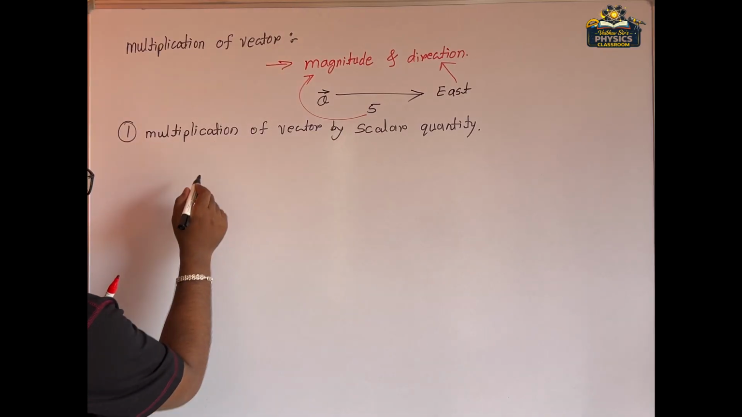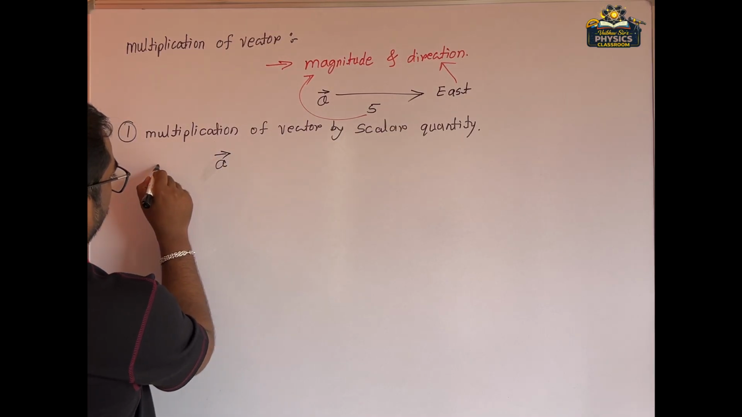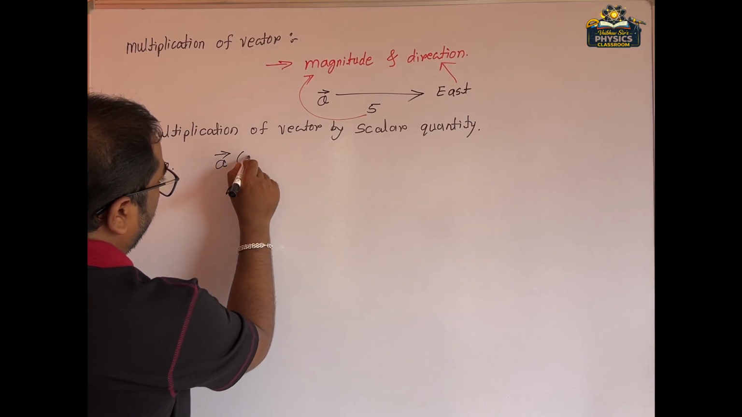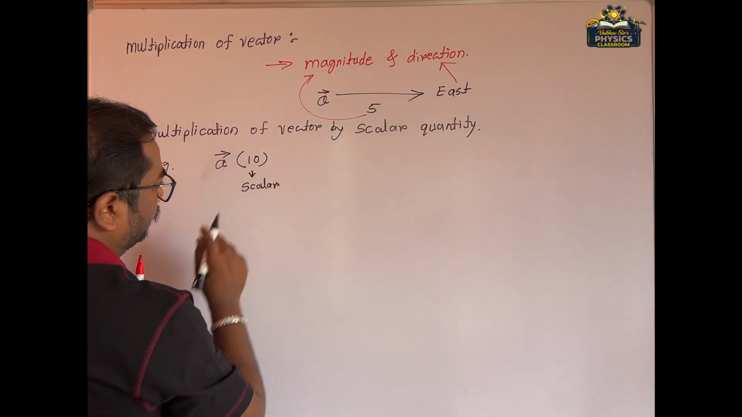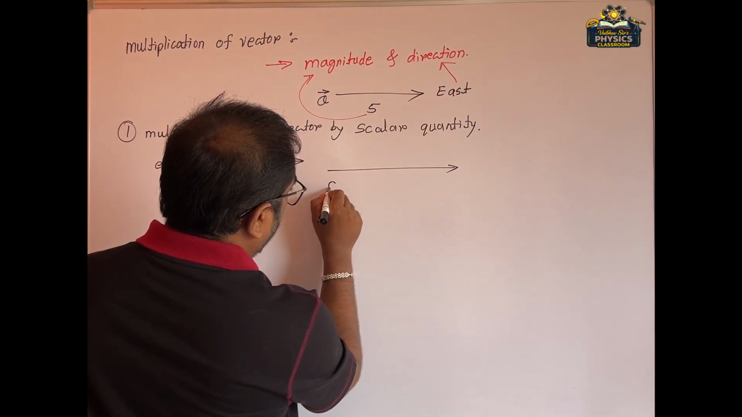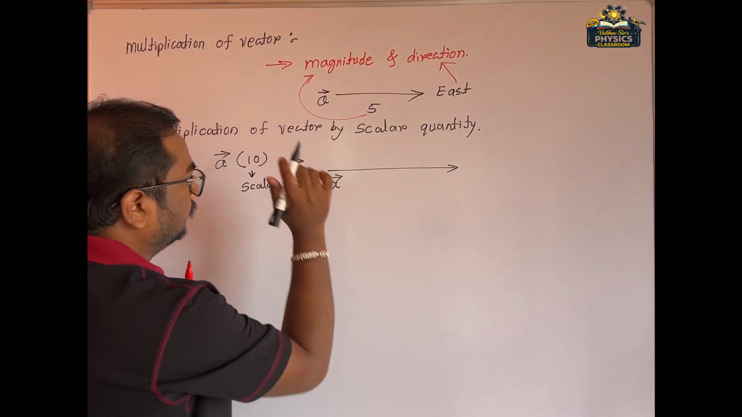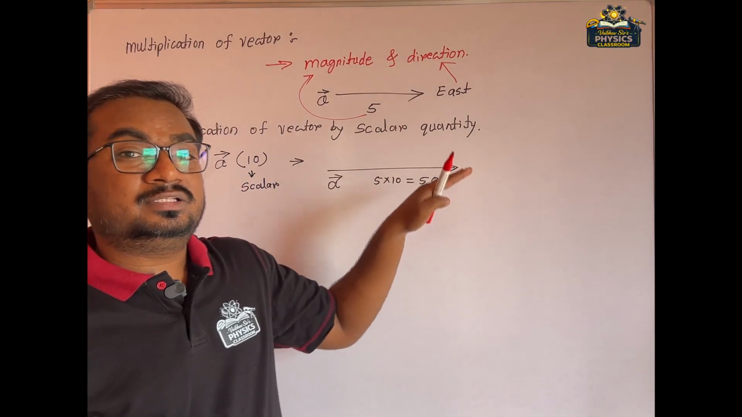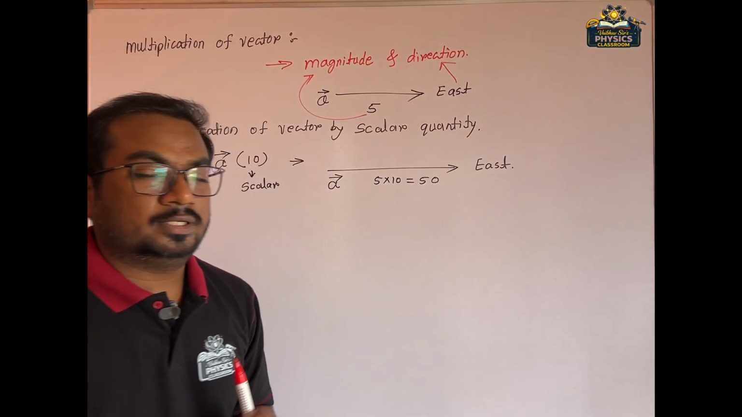If I multiply this vector with a scalar quantity, say 10, the magnitude becomes 5 into 10, which is 50, and the direction remains constant.